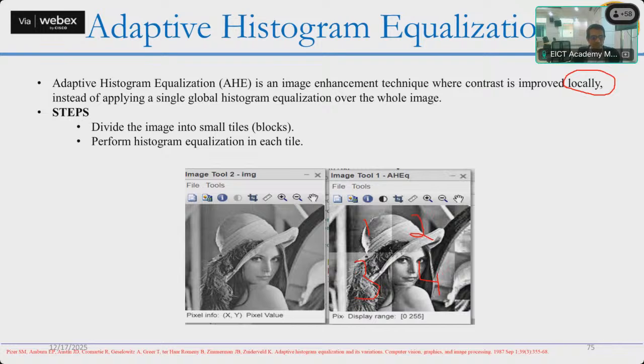So in a step, we divide the image into small tile blocks. Here 4 is shown, it can be 4, 8, etc., depending upon our objective. Then perform histogram equalization in each tile.